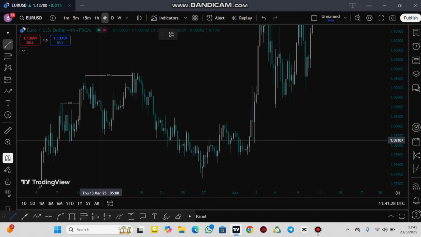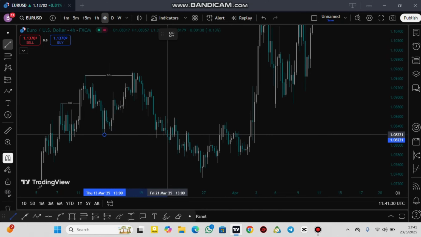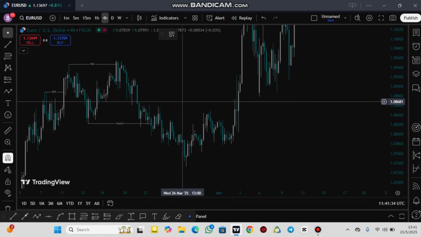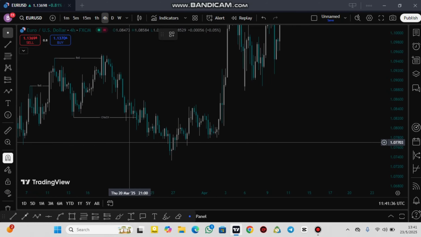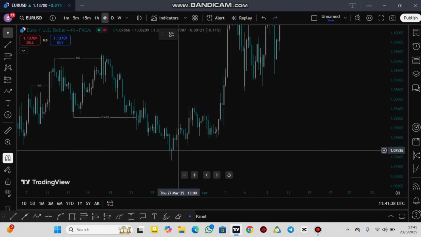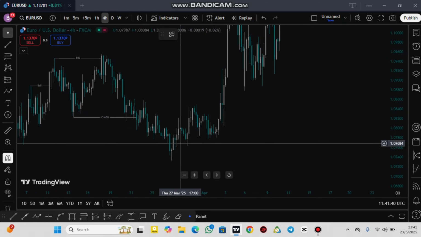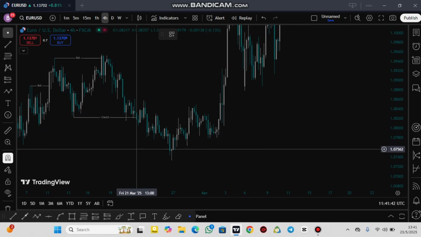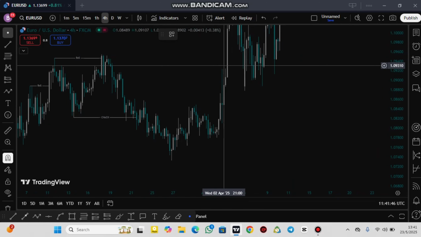All right, and then price gives us a change of character here. Okay, cool. Change of character, right? But then price doesn't give us another pullback and a lower low. Price doesn't do that. Price just rockets from this low all the way up here.